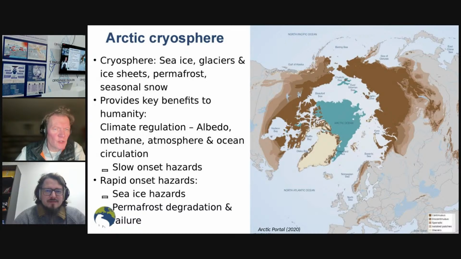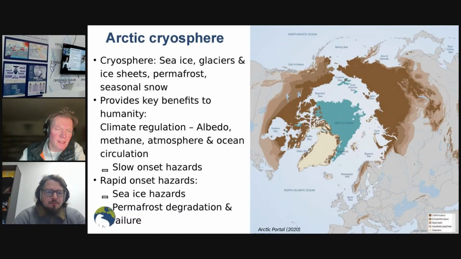So just to give you a brief perspective here, the Arctic cryosphere includes sea ice, permafrost as well, something I'll be covering here. Key point is that in the broader context, the cryosphere provides important services for all of humanity, in particular through climate regulation, albedo, radiation budgets of the Earth driven by seasonal snow cover and sea ice in particular. Then we have greenhouse gases stored in permafrost, in particular methane. I'm not going to be touching on those aspects of the cryosphere, but they're important because they're a key element of slow onset hazards. I'll focus on rapid onset hazards related to sea ice and permafrost degradation and permafrost failure.